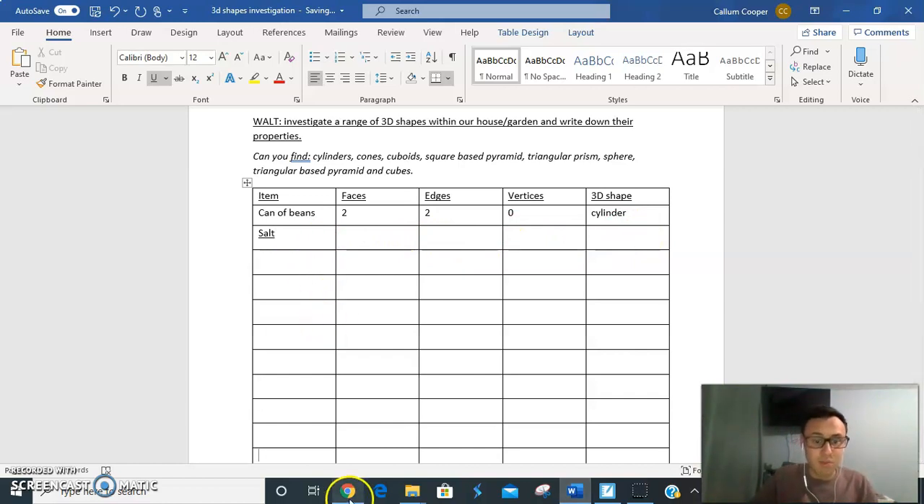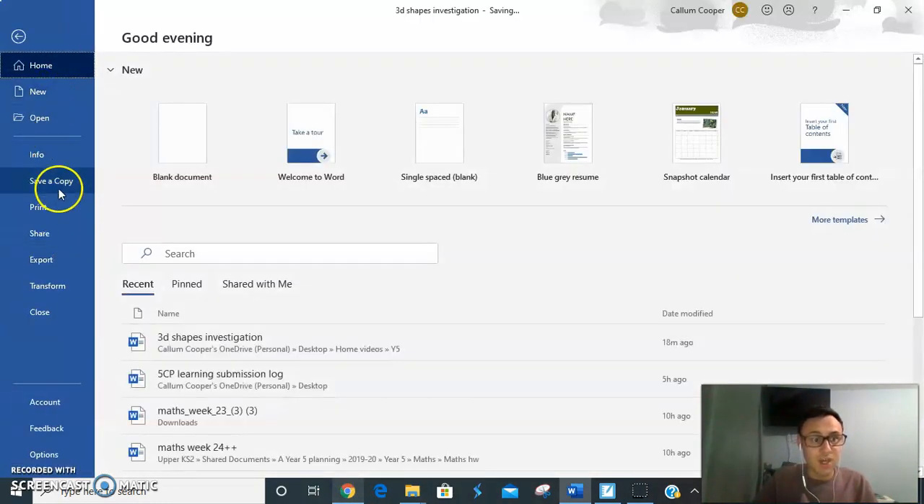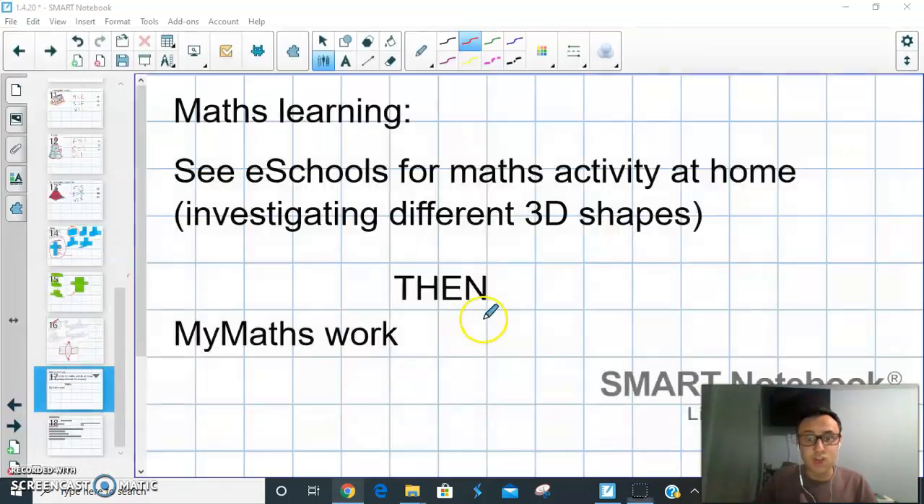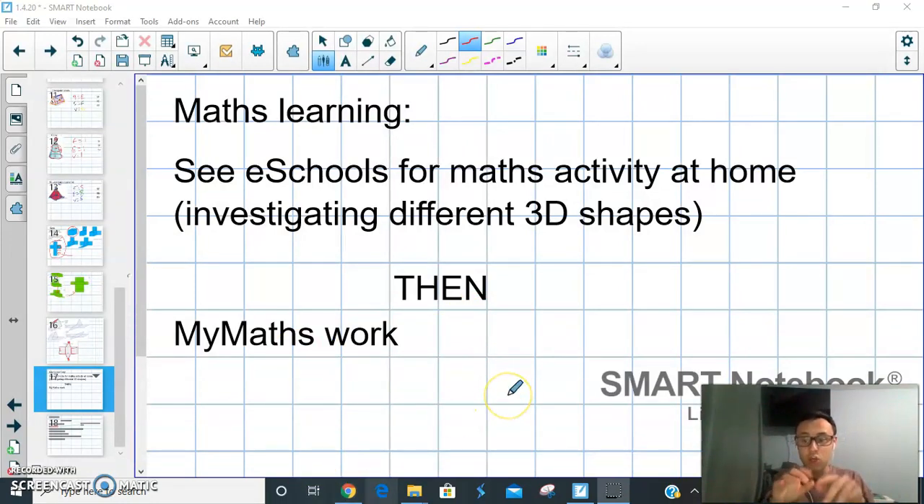Once you've done that, you can save it, file, save as, and then send it back to us, or you can take a picture of it and send it to us on eSchools and let us know. If you can't do that, then you can just type your response on eSchools to us of what you found. I did give you a template of a table on your eSchools. When you look at your homework, you will see that.